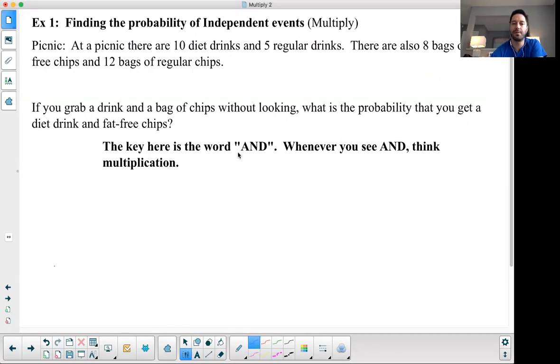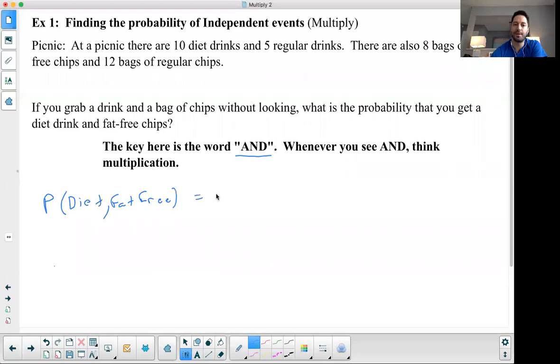So here, the word and is important. Whenever you see and, think multiplication. The word or is different. We're going to get to that in another lesson. Whenever you see and, think multiplication. So let's see. The probability of getting a diet drink, and then fat-free chips.